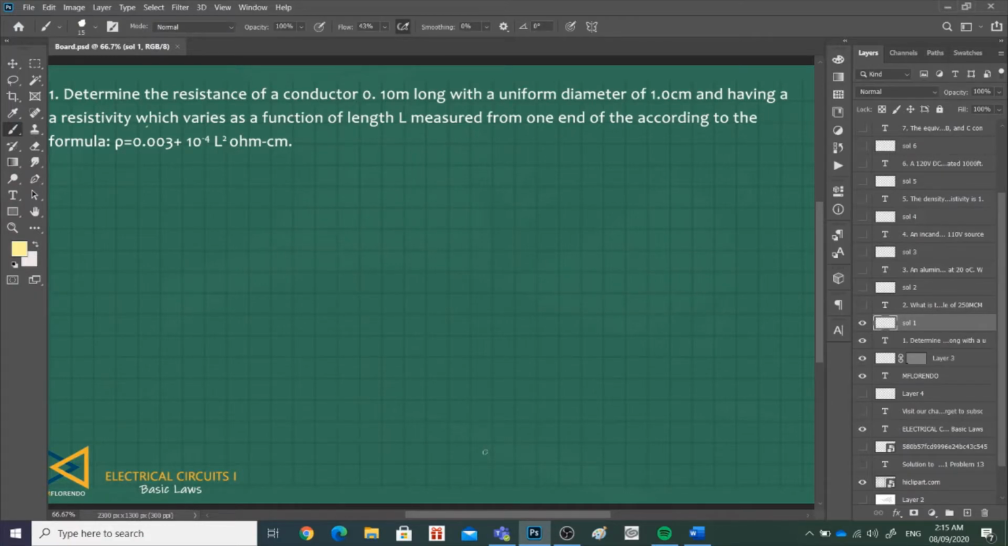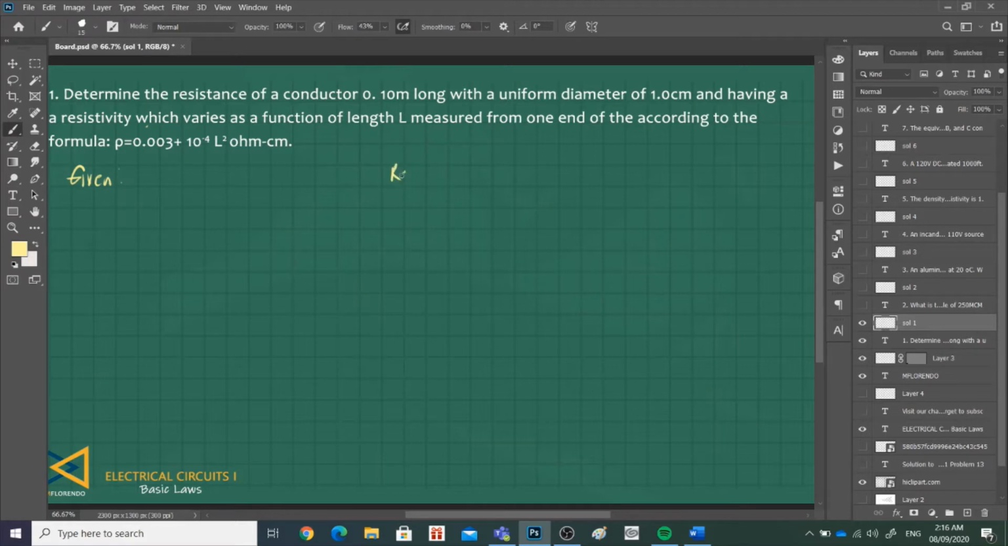Session, ang gagawin natin ngayon ay magsasolve pa tayo ng additional problems on basic laws. So, proceed tayo sa number 1. Number 1, determine the resistance of a conductor 0.10 meters long with a uniform diameter of 1.0 centimeter and having a resistivity which varies as a function of length L, measured from one end, according to the formula ρ is equal to 0.003 plus 10 raised to negative 4 L squared ohms centimeter. So, ang tinatanong sa ating problem number 1 is resistance.